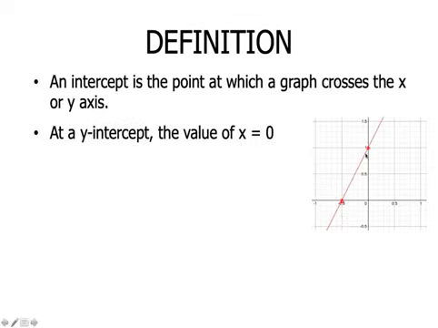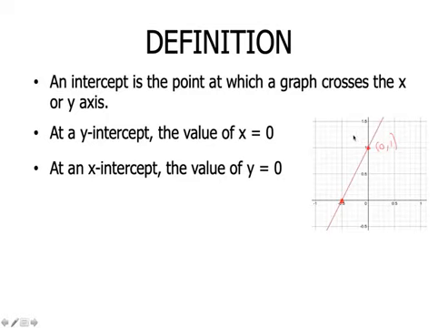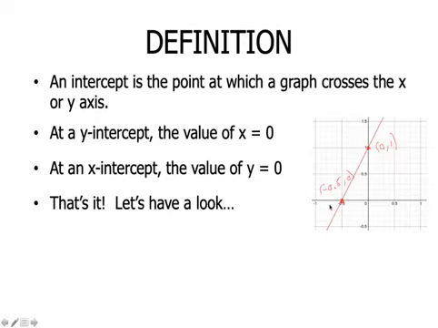But let's get a little more mathematical about this. At the y-intercept, the value of x is 0. And we can see that, right? This is the point 0, 1. And conversely, at the x-intercept, the value of y is 0. What point is that? Well, it's the point negative 0.5, 0, right? The y value here is 0. And that's it, right? They're going to make this a little more complicated, but let's take a look at what you could see on the test.